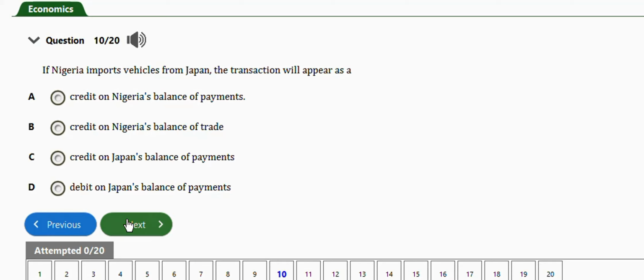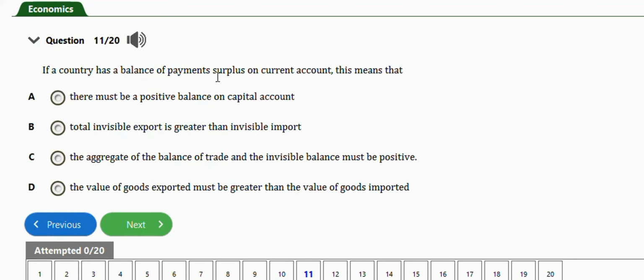Next question says if a country has a balance of payment surplus on current account, this means that there must be a positive balance on capital account, total invisible export is greater than invisible import, or the aggregate of the balance of trade and invisible balance must be positive.